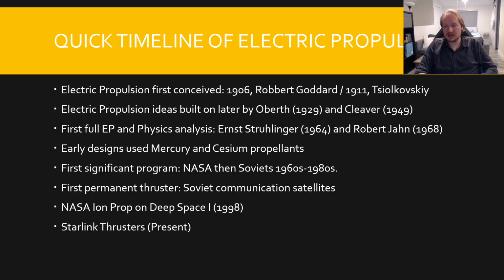Starlink, the system put up by SpaceX that's providing internet now to people all across the globe, uses Hall effect thrusters in almost all of their spacecraft. So those are up there. Those are used for station keeping and similar purposes.